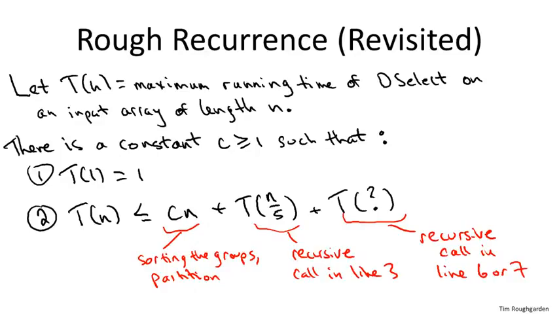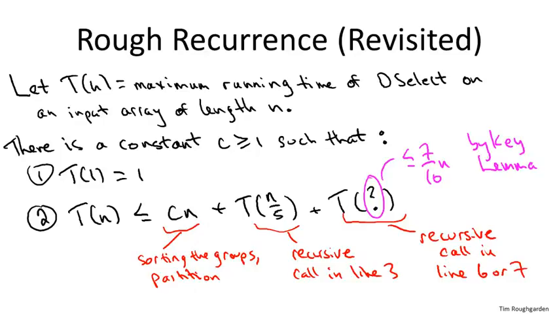What we didn't understand until we proved the key lemma was what's up with the second recursive call, which happens on either line 6 or line 7. The size of the input array on which we recurse depends on the quality of the pivot, and it was only when we proved the key lemma that we had a guarantee on the quality of our pivot. 30-70 split or better, what does that mean? That means the largest subarray we could possibly recurse on has 7/10 n elements. So what remains is to find the solution for this recurrence and hopefully prove that it is indeed big O of n.